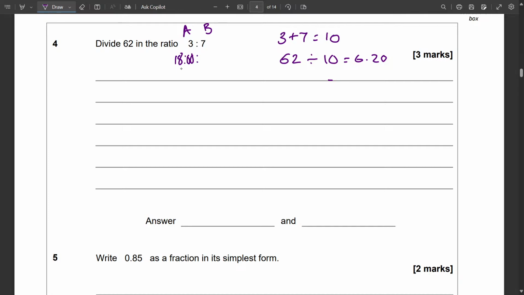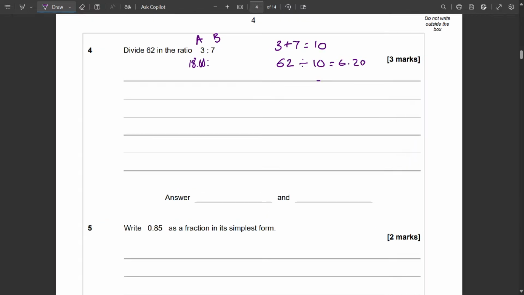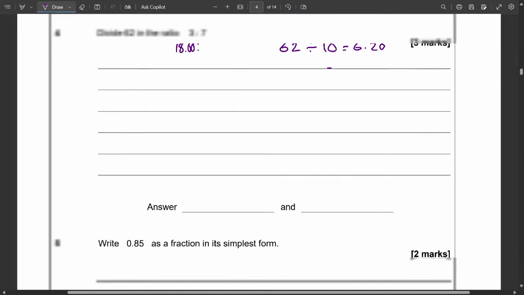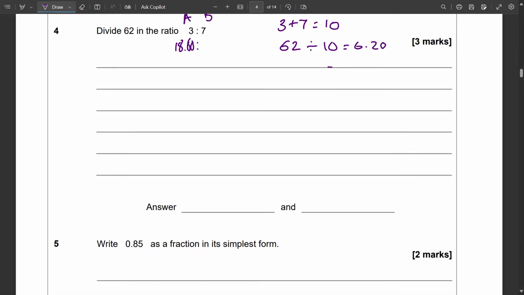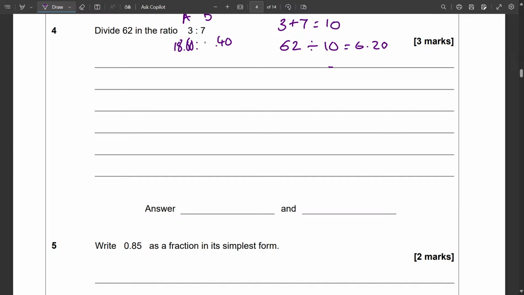18 pounds and 60 pence. You're getting used to this. And then for the person who works the 7 hours, obviously the remaining money from the 62 pounds goes to them. You can look at it again, same as the 6 times table. 7 times 6 is 42, and 7 times 2 is 1 pound 40. So we get 43 pounds and 40 pence.